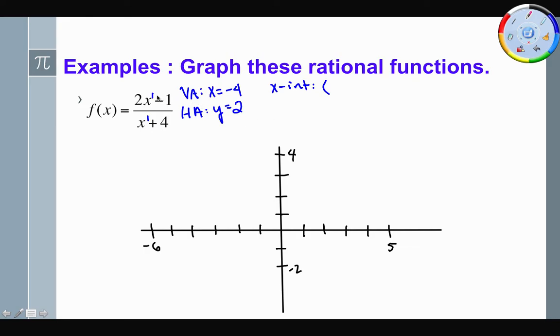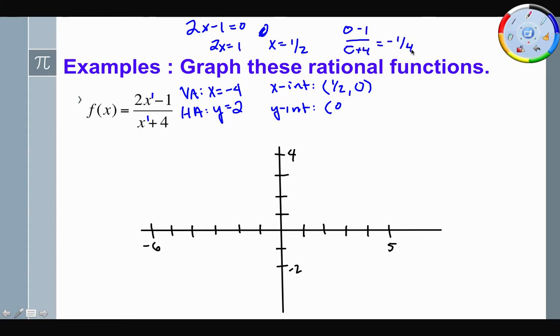Our x-intercept is the number that makes the numerator 0, and if you solve 2x minus 1 equals 0, we'd add 1 and divide by 2. And so we get the x-intercept of 1/2, 0. And the y-intercept is when you plug in x equals 0, and if we plug in x equals 0, you get 0 minus 1 over 0 plus 4, which is -1/4. So our y-intercept is -1/4, or 0, -1/4.